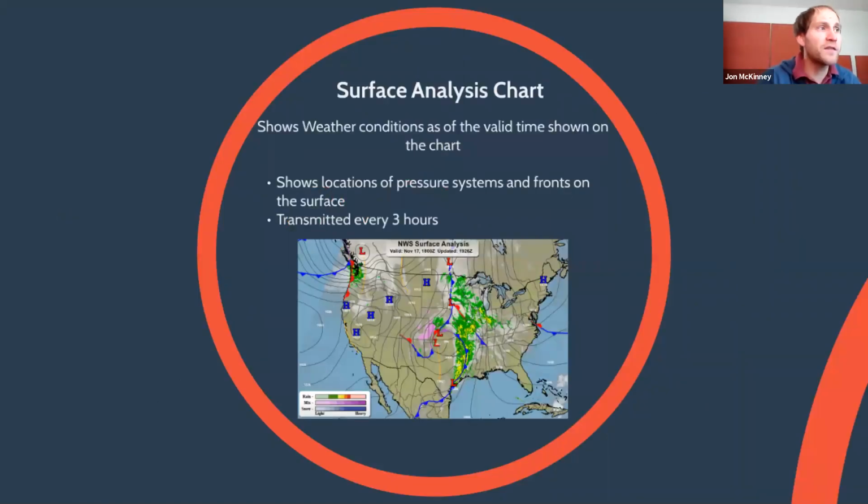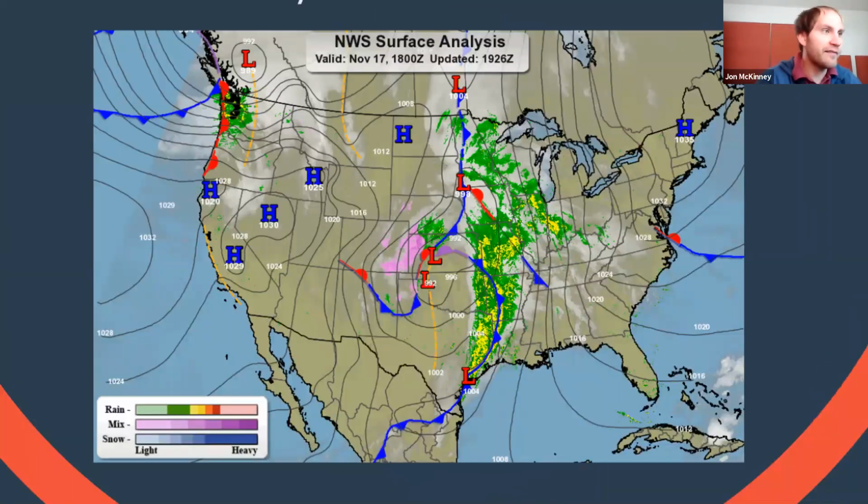All right, here's a surface analysis chart. It shows weather conditions as of the valid time shown on the chart. It shows locations of pressure systems and fronts on the surface, transmitted every 3 hours. So it's really a very similar idea. This particular surface analysis chart is extra fancy. Why is this one extra fancy? It's actually got a radar picture on it.